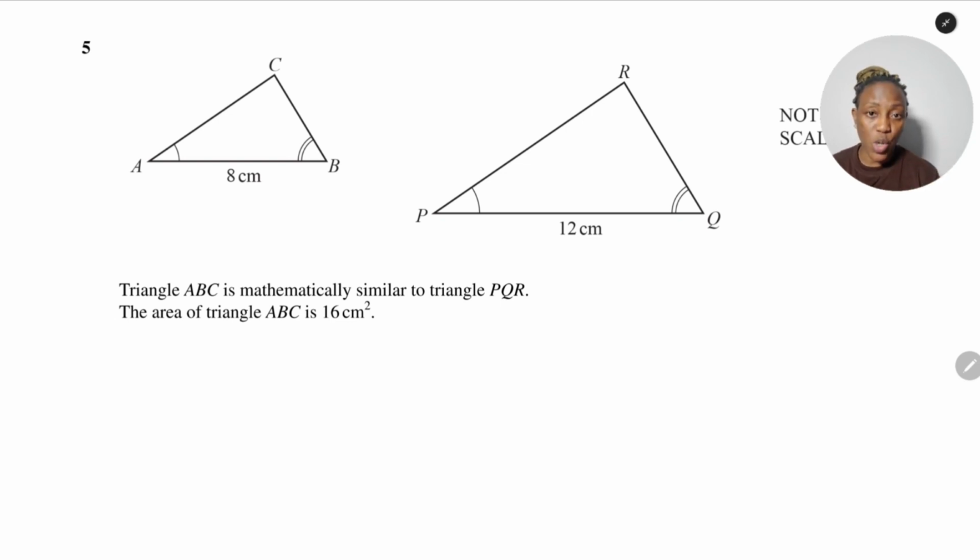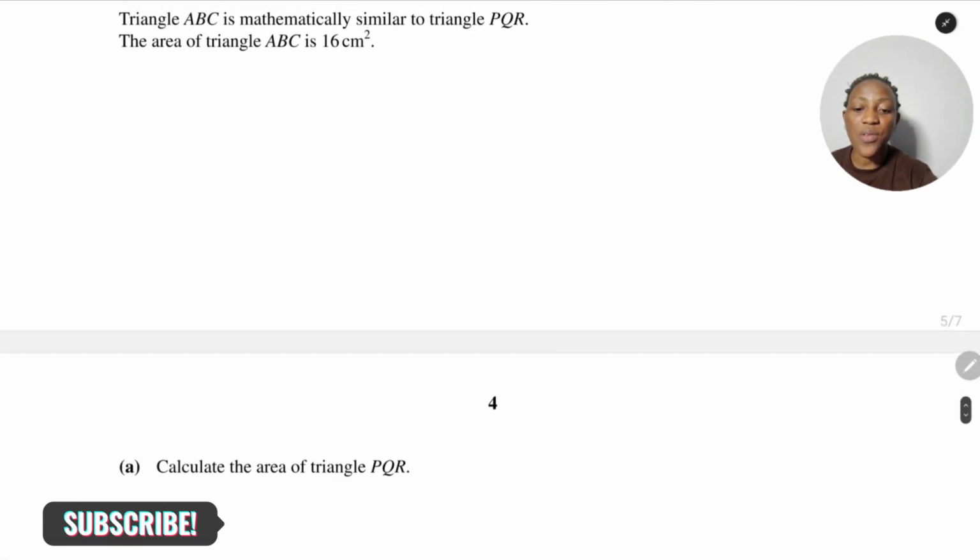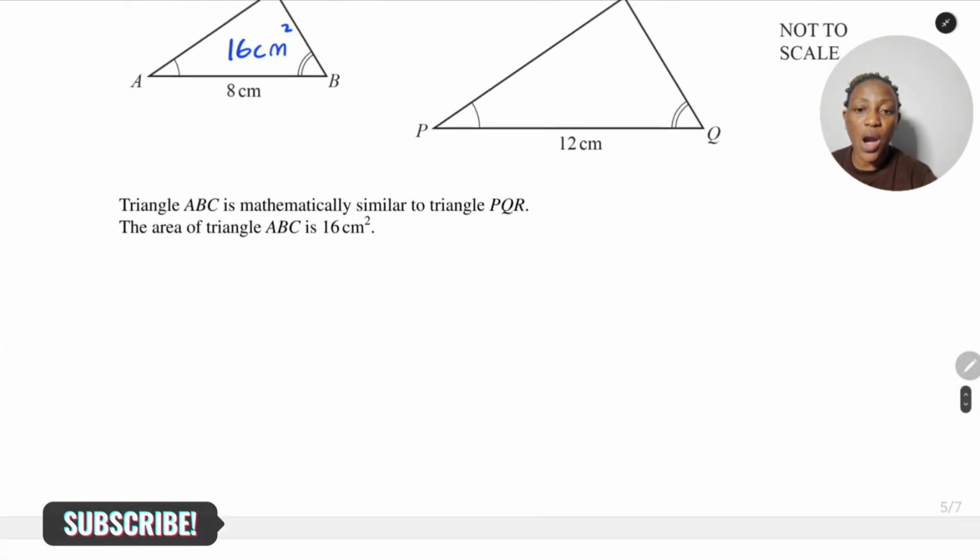So let's get right into question number 5. Now, we're told here that triangle ABC is mathematically similar to triangle PQR. The area of triangle ABC is 16 centimeters square. I'm going to put that right in here, centimeters square. And we have been asked to find the area of triangle PQR.